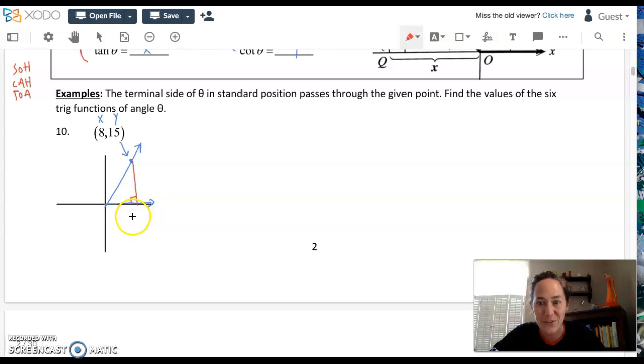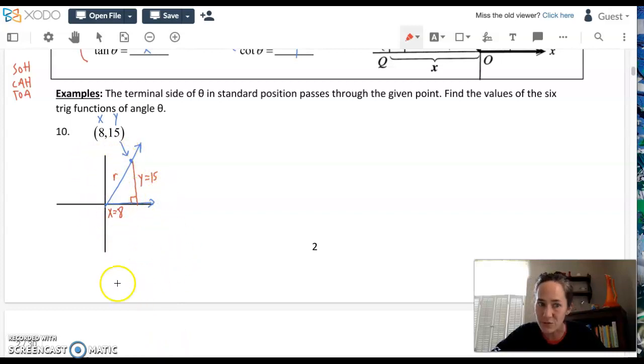Because if we know 2 of them, we have a way to get the 3rd side. Well, we do. We've come over x equals 8. We've come over 8 on the x-axis, positive. We've come up 15 on the y-axis, and we're just missing r. We're using that letter r to pretend like we have a circle, and this is the radius here.